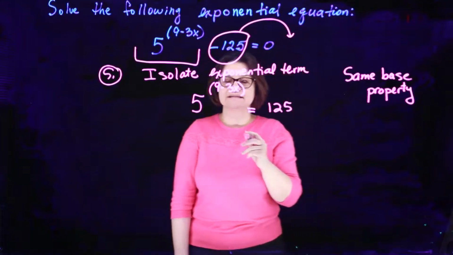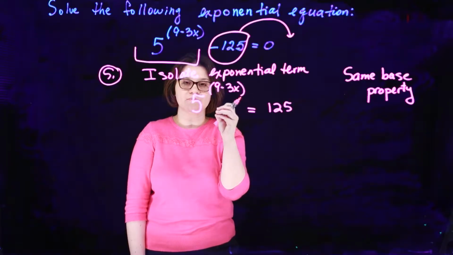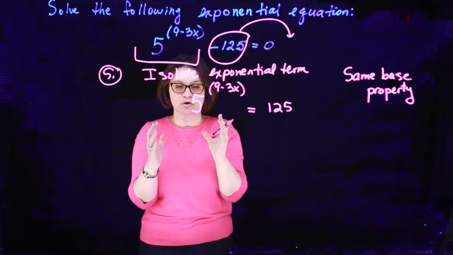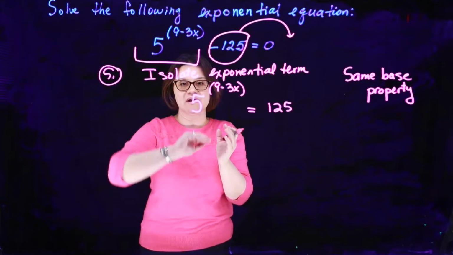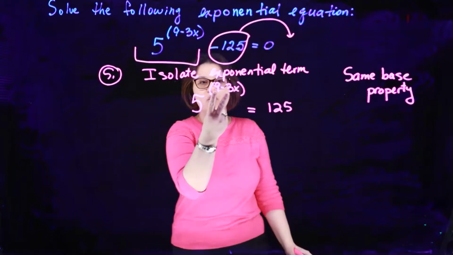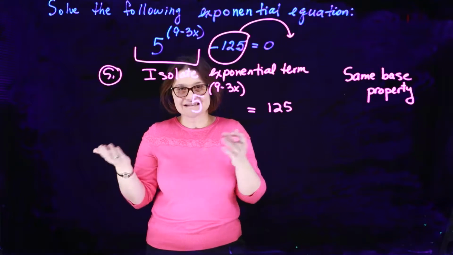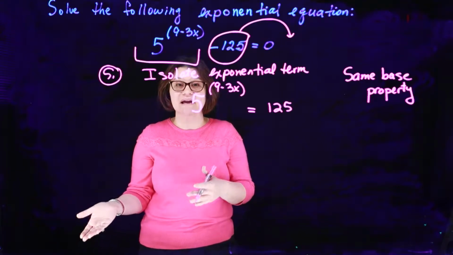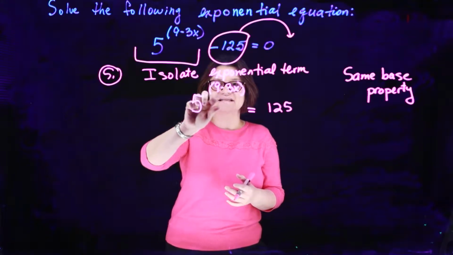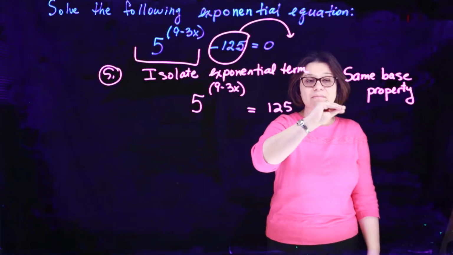That will allow us to remove the variable we're trying to solve for out of the exponent. As of right now, this exponent is embedded in this exponential term. We cannot simply drop the 5, because then we would create a completely different problem where we only have 9 minus 3x. Well, 5 raised to a power is not necessarily the same as 9 minus 3x. So we're going to have to find a way to remove the term that has an x out of the exponent.